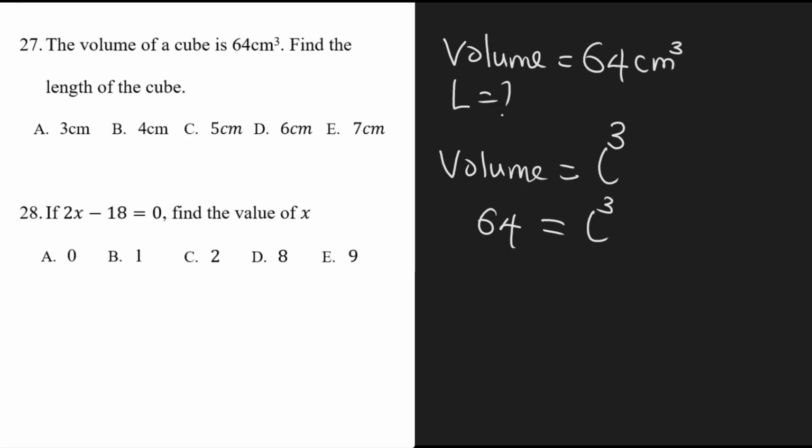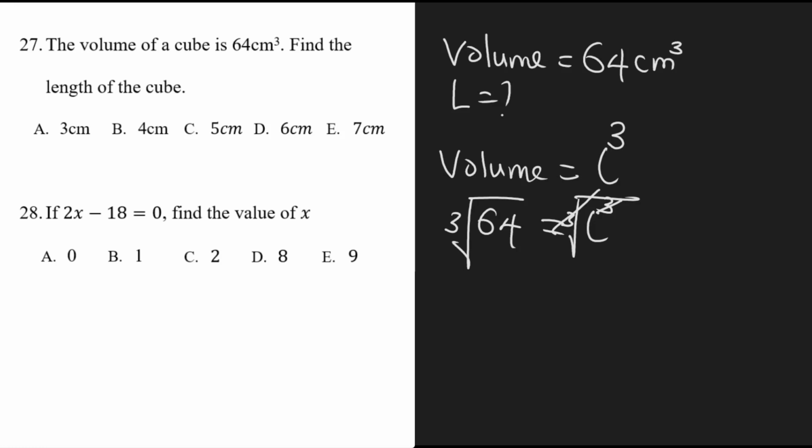So what are we going to do? We are looking for L, not L raised to power 3. We're going to simply take the cube root of both sides, so that we can remove the cube. This is how we write cube root. So this 3 will cancel this cube root. Then we are left with the cube root of 64.